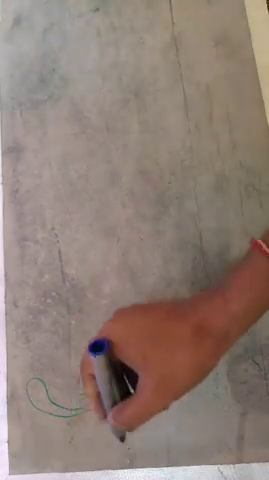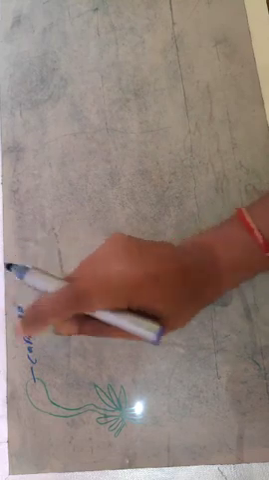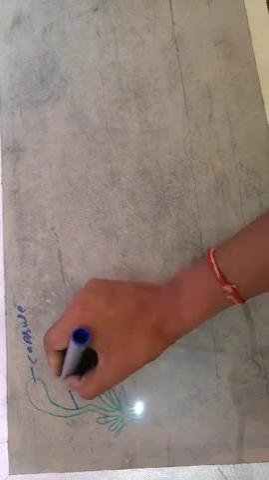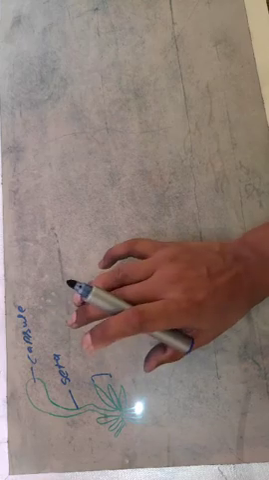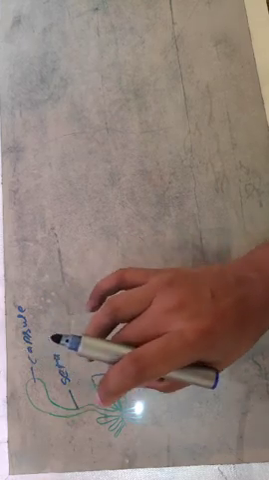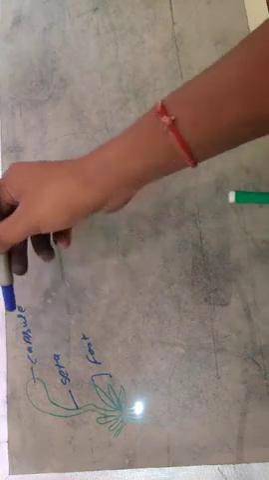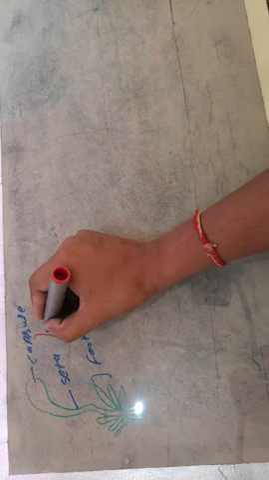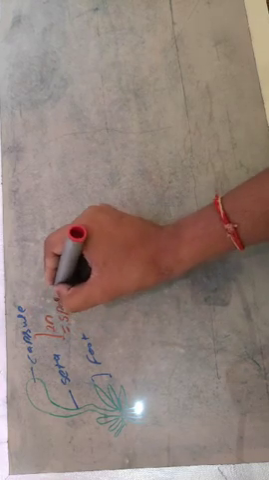Suppose this is the main body of the Bryophyta, and it has the capsule. This stem-like structure is known as seta, and the bottom part is known as foot. So the basic parts of the Bryophyta are divided into foot, seta and capsule. One interesting fact: the capsule and seta are diploid in nature, and that diploid structure is known as sporophyte.